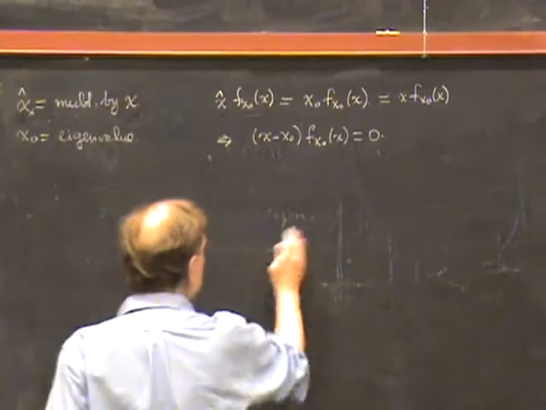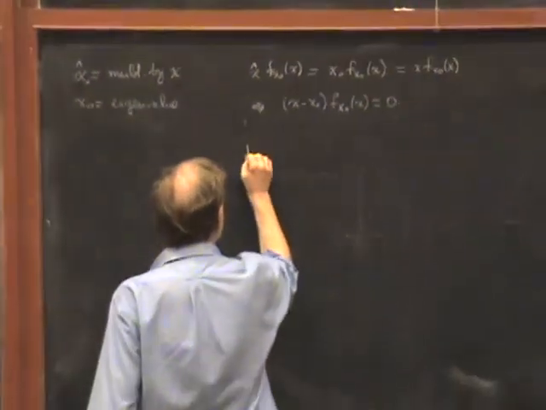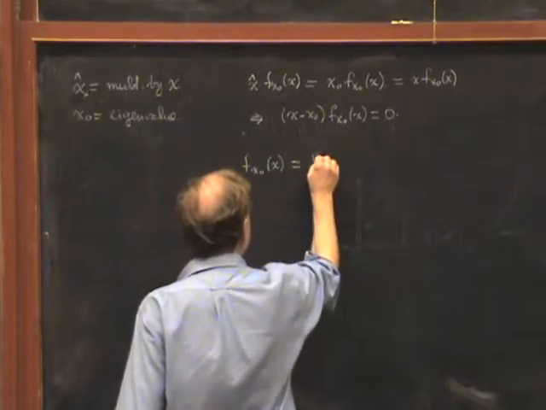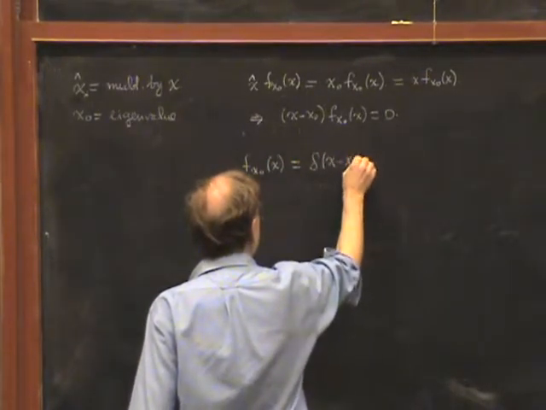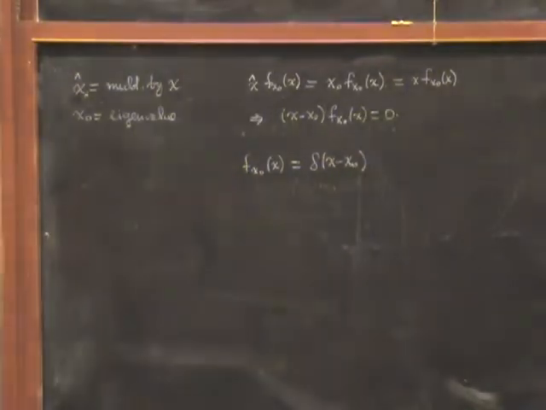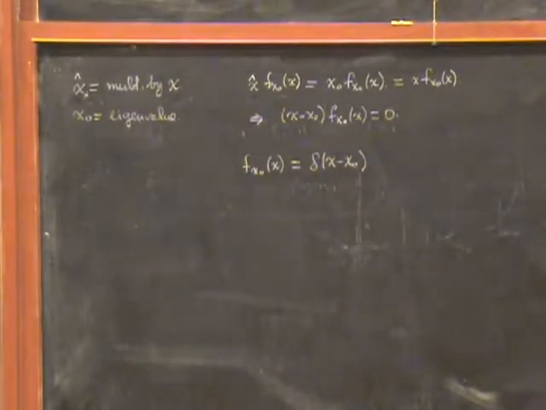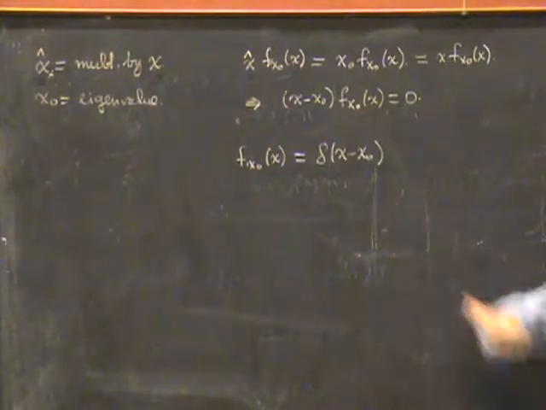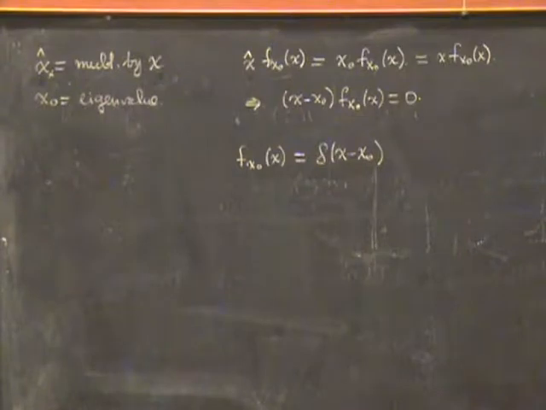Well, we interpret this by saying that f_x0 of x is the delta function of x minus x0. A delta function is not a real function, but it can be interpreted as a limit of real functions, and in some representations of it, you see it looks like something that becomes concentrated at a point.